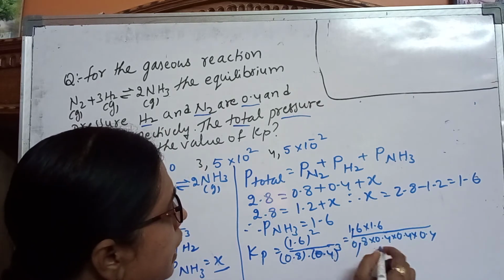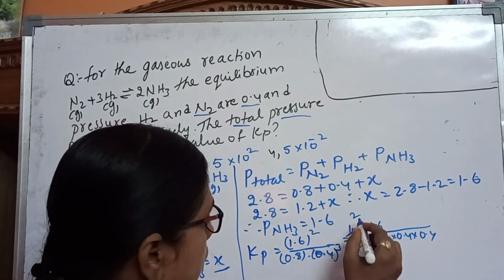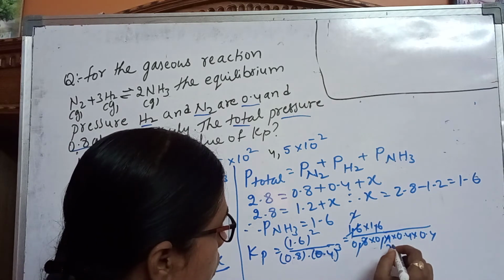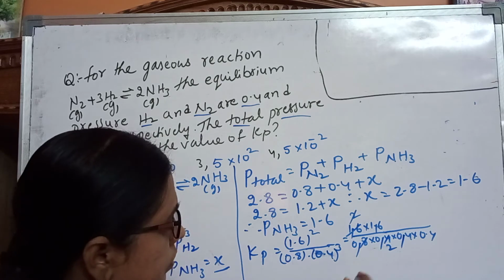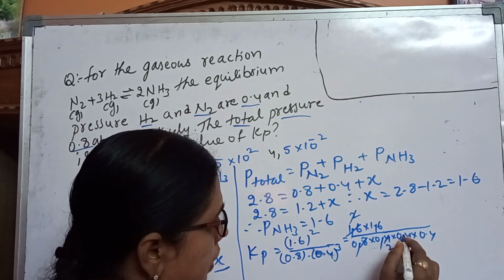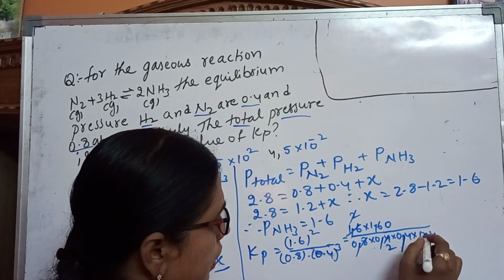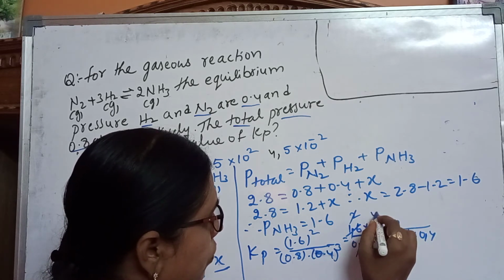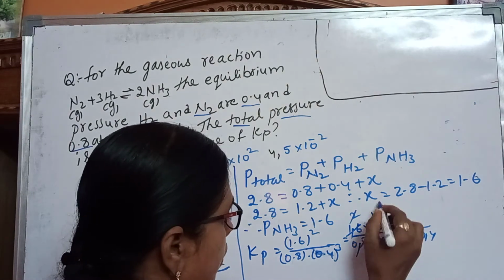Point to point cancel, point to point cancel. Here 0.4 is there. If we cancel the point and the 0, how much do we get here? 4 4s are 16, isn't it? So here 2 2s are 4.